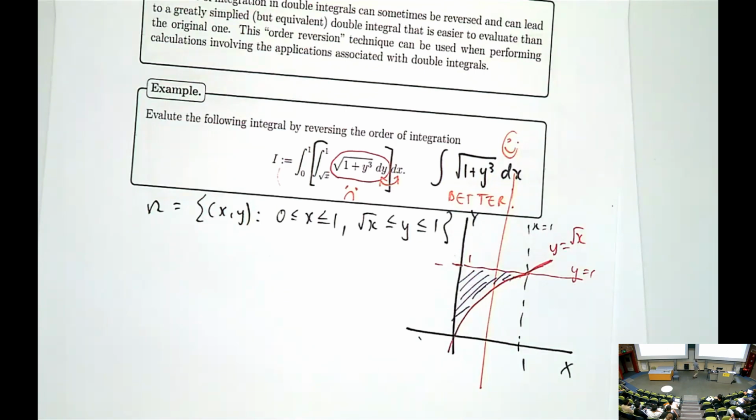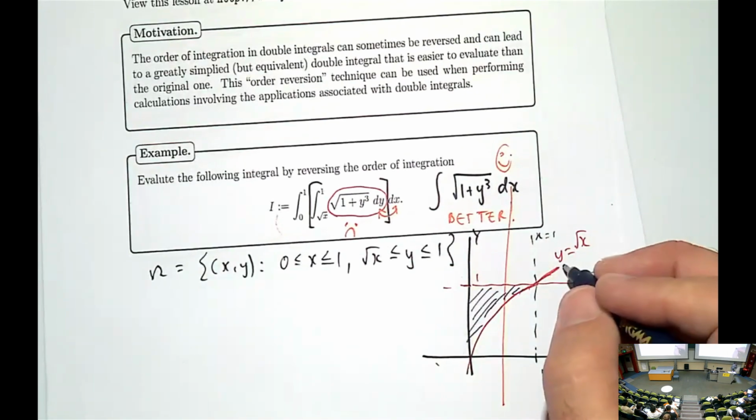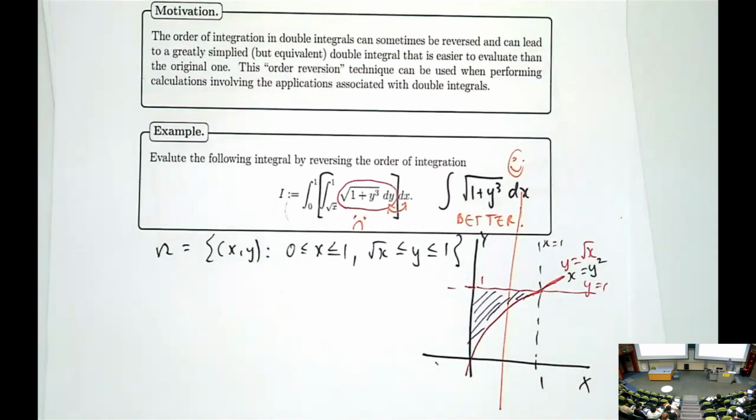Okay? All right. So one way you can think about this, instead of having y equals root x, you can have x equals y squared. You just basically write the graph as a function of y, or the curve as a function of y. Okay? All right. So let's see if we can redescribe it.